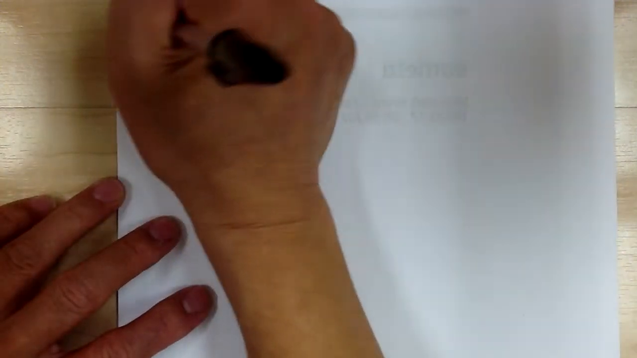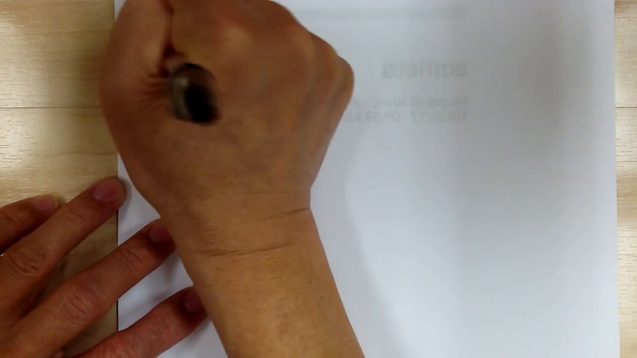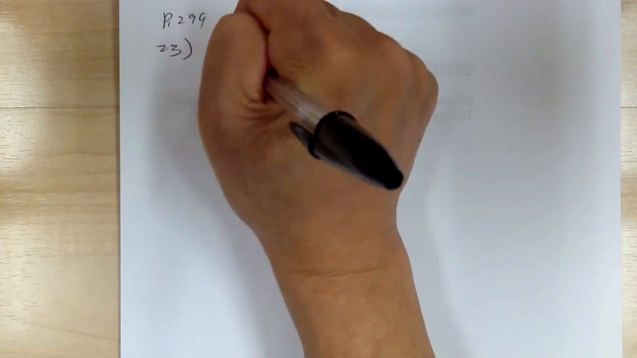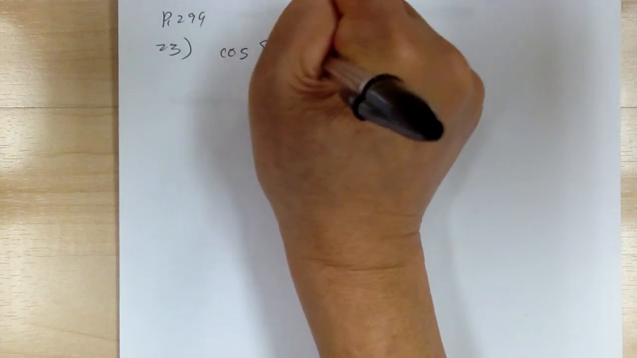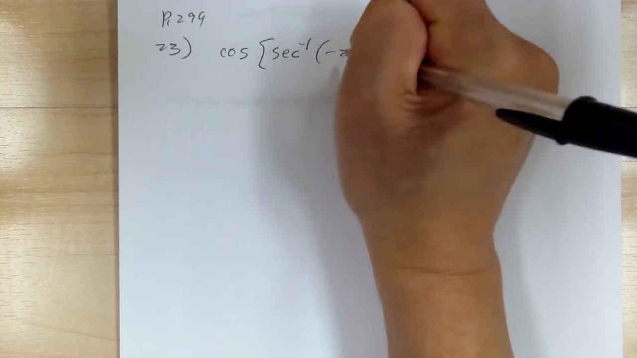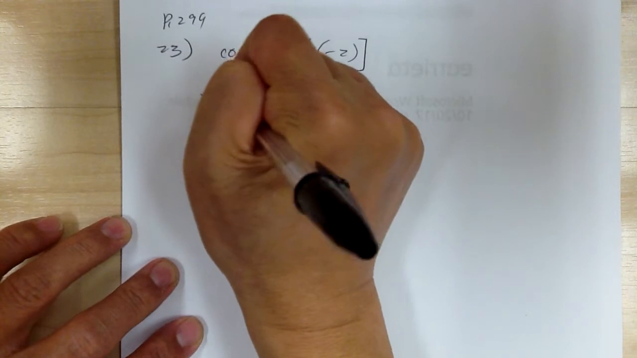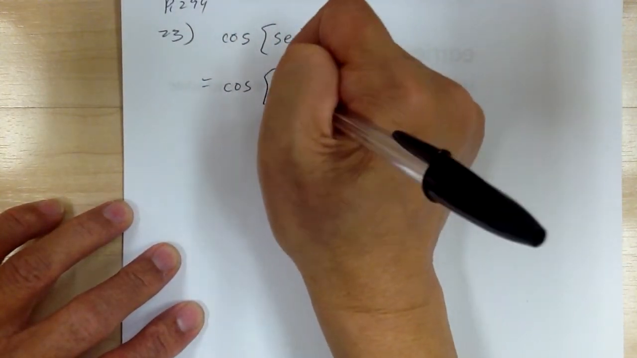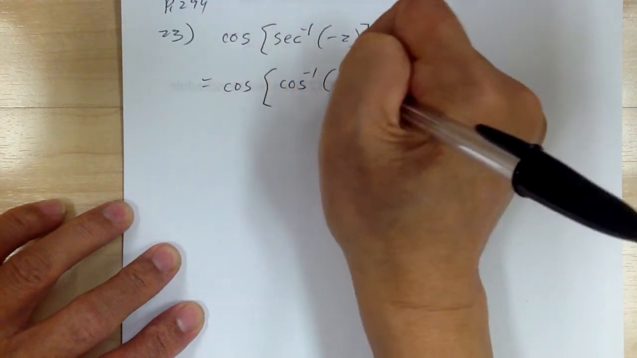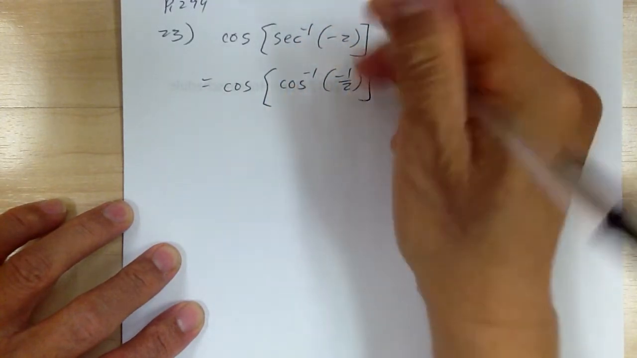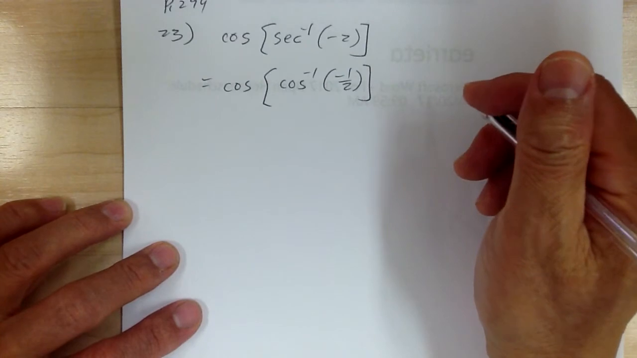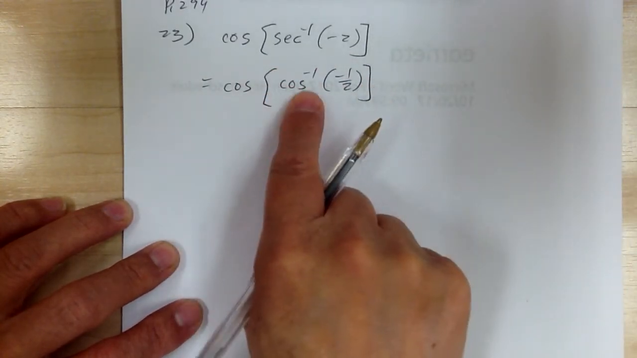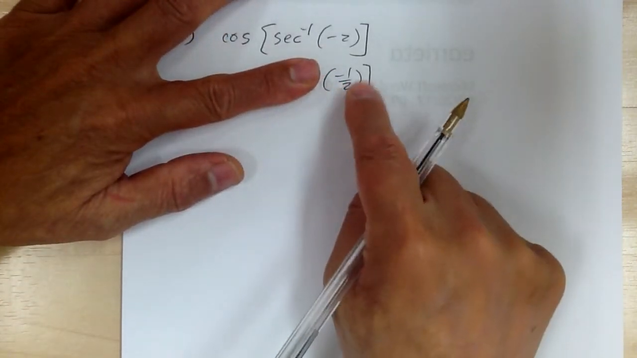Okay, let's go to 23. You have cosine of inverse secant of negative 2. Right. So again, I'm going to convert it into a primary function. Secant came from cosine, and you flip it over, right? From these you can see cosine and inverse cosine cancel out, so the answer will be negative 1/2.